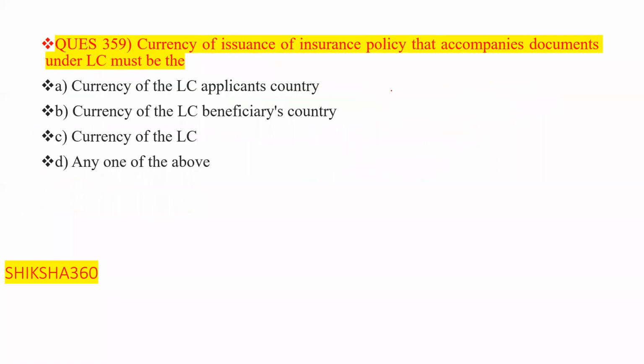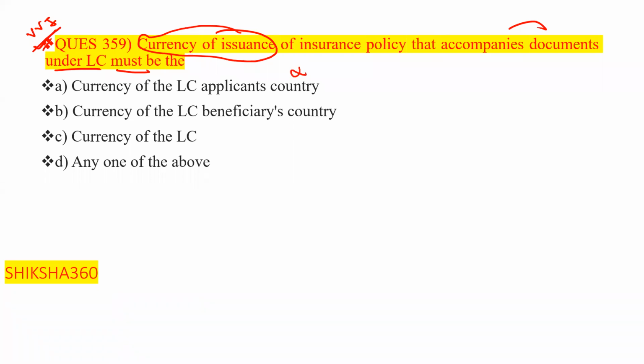Now move to the next question. Question number 359. Very, very important. Currency of issuance of insurance policy that accompanies documents under letter of credit must be the: first, currency of the LC applicant's country; second, currency of the LC beneficiary's country; third, currency of the LC; or any one of the above. So the currency of issuance of insurance policy must be the currency of the LC.